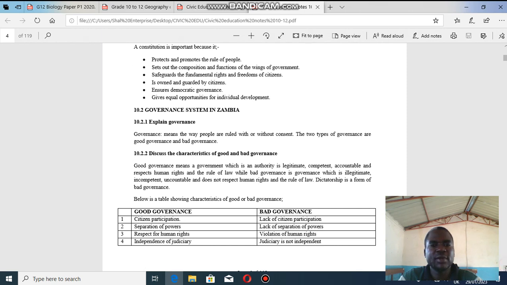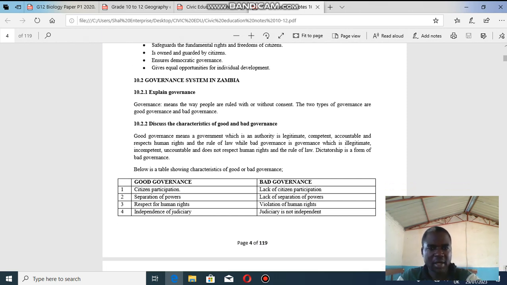So we are done with the constitution. We will begin governance systems in Zambia. Before that, we have to go through past papers. I will show you how questions come and how to answer them and so forth. So please make sure that you study.